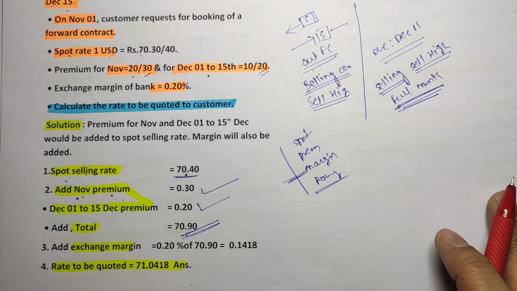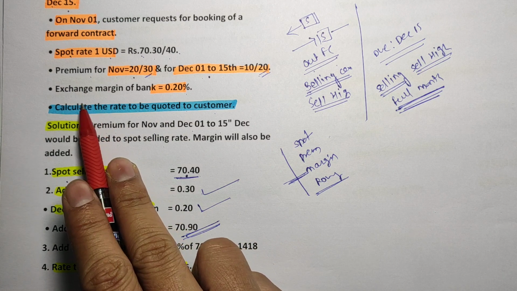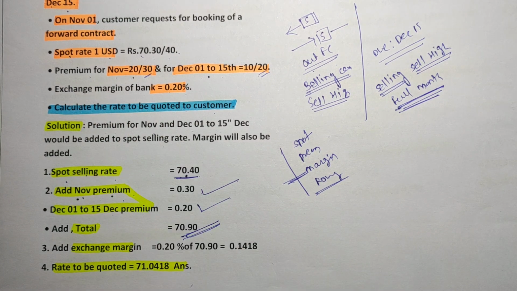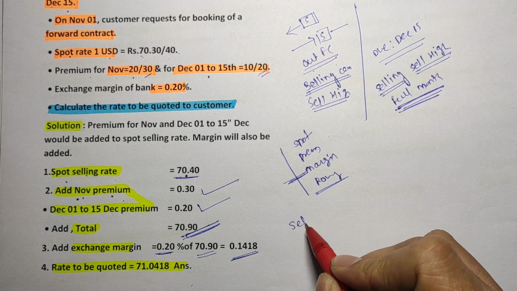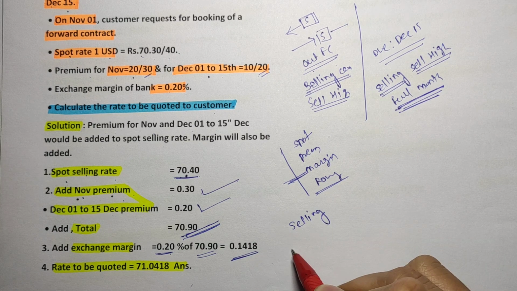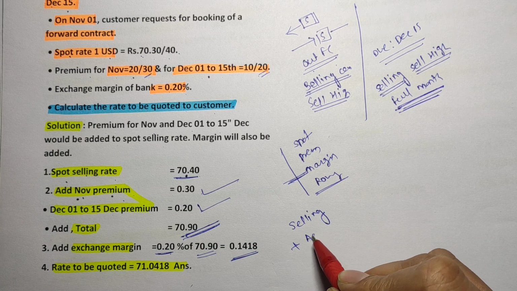So how to adjust the margin? See, the margin they have given is 0.20%. So just calculate the 0.20% value of that rate, that is 0.20% of 70.90. It will come as 0.1418. And as the case is selling, we have to sell high. So in a selling case, we always add the margin.